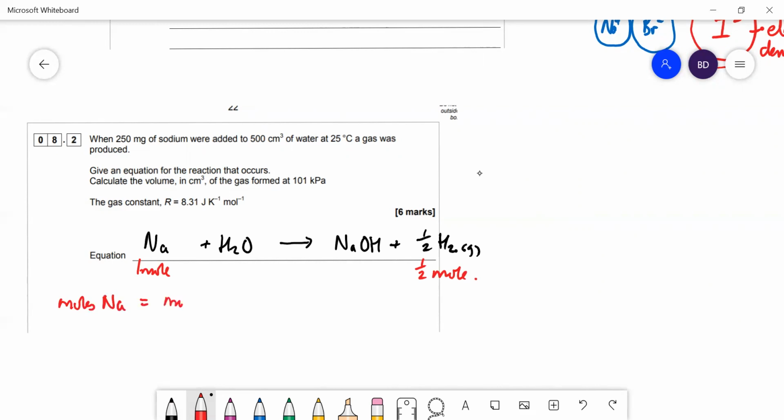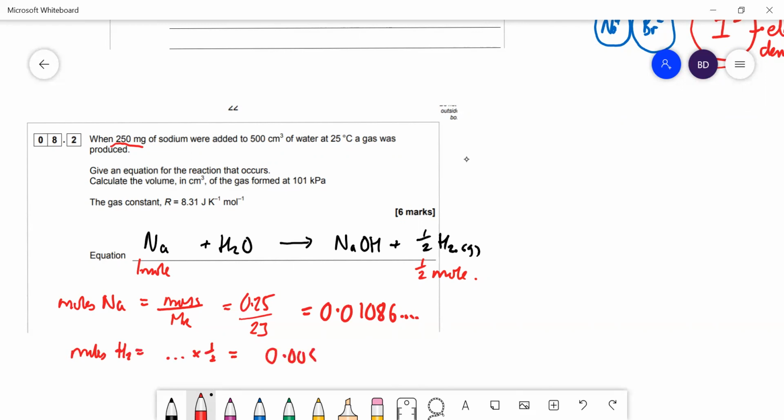Let's work out our moles of sodium. That's going to be mass over Mr. We've got 250 milligrams, so that's 0.25 grams over 23. That's 0.0186869 actually. Okay, so how many moles of H2 are we going to get then? It's going to be half of that, so that is 0.0543.